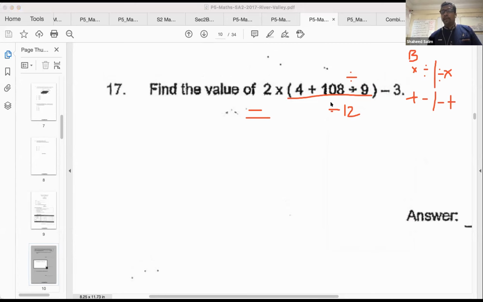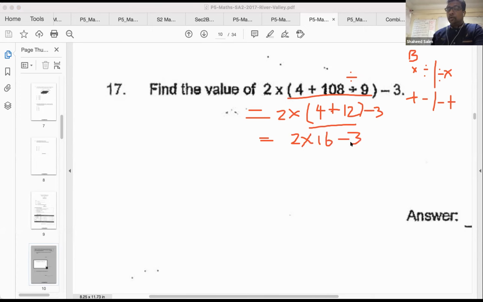Okay, Putra, if I make a mistake, today I made a few mistakes, so please correct me. Okay, so 4 plus, then you must do the bracket. 4 plus 12, you get 16. So which one do you do, times or minus? Times, because they say do brackets, then times, then plus minus. Okay, you get 32. Well done, Shalina. Minus 3. Get 29.